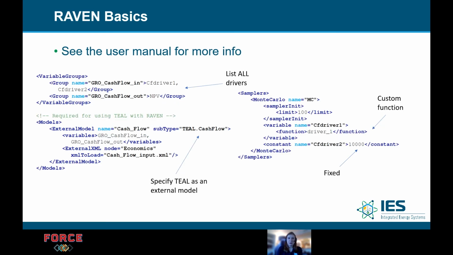I don't want to spend too much time talking about RAVEN because a lot of this is in the RAVEN manual, but I just wanted to talk a little bit about how TEAL interacts with RAVEN. So when you go into your RAVEN file, you're going to list all of your drivers and all of your variables that are going to be sent into RAVEN. And then you also need to add TEAL as an external model to RAVEN. And when you are setting up your variables and you want to specify what they're supposed to be, you can use custom functions, or you can make it a constant, or you can do a distribution, like if you want just a uniform distribution to test between these two values. And you can do all of that in the sampler in RAVEN.